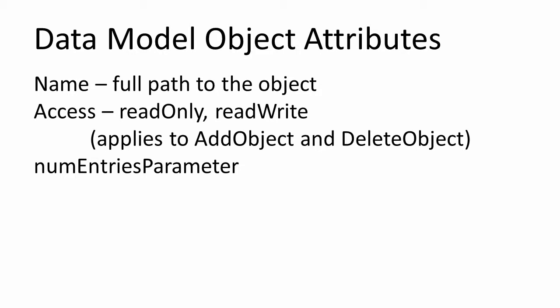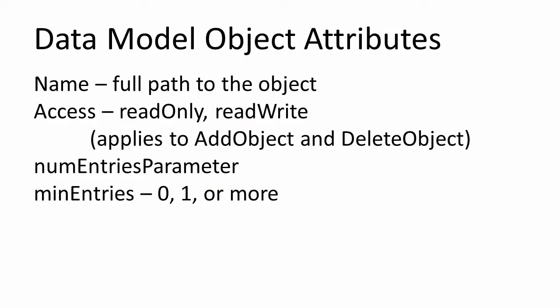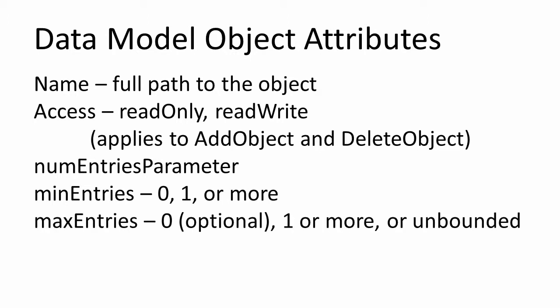The numEntriesParameter attribute tells the name of the parameter in a multi-instance object's parent that indicates the number of instances of that object that exist. This is usually named by concatenating the name of the object with the phrase NumberOfEntries, for example, VendorConfigFileNumberOfEntries. The minEntries attribute describes how many instances of an object must exist. If it is zero, this object can be omitted in the device's instantiated data model. The maxEntries attribute describes how many instances of an object may exist.